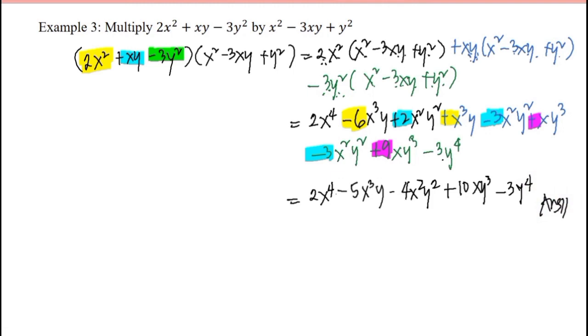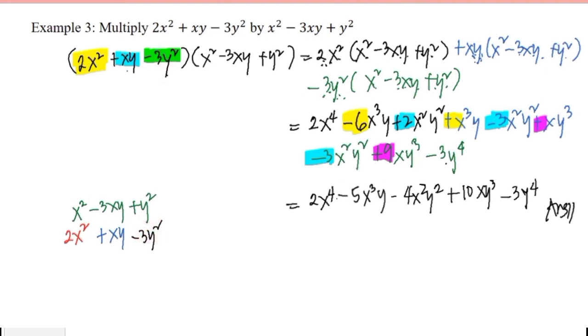So another way of solving this, yung pinakita ko kanina, that's x squared minus 3xy plus y squared. I-multiply natin dito. So that's 2x squared plus xy minus 3y squared.